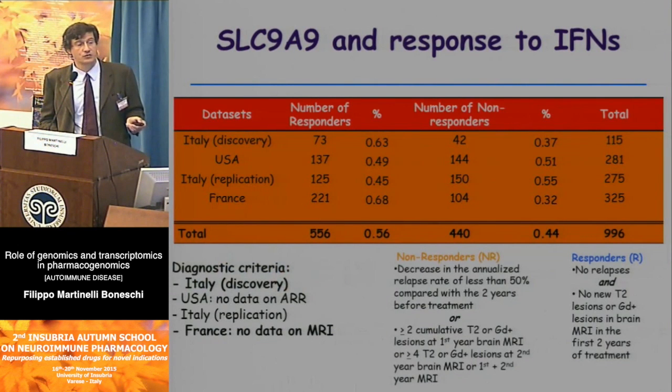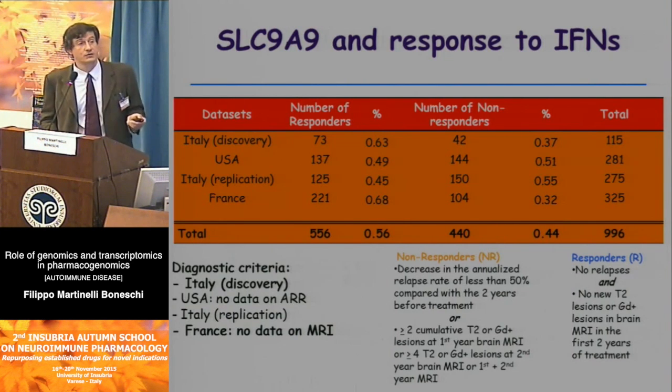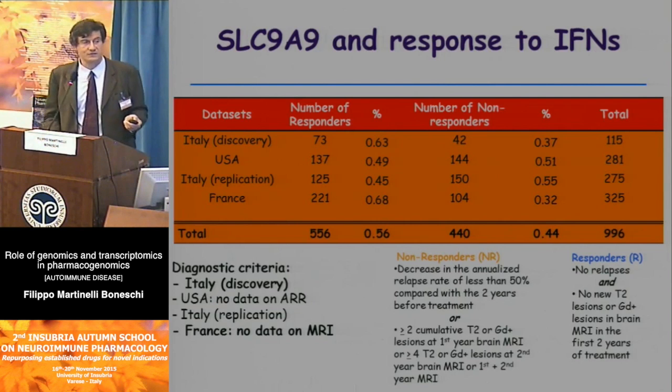Here you can see the proportion of responders across the different cohorts tested, and you can see that there was a difference in terms of frequency of responders across the different populations. You can see that the proportion of responders based on our data was higher than expected. And for example, you can see that the criteria were not exactly the same in the US population and in the France population, because we do not have MRI data in France and we have not analyzed relapse rate in the US. So that could explain why the signal was not exactly the same in the different populations.